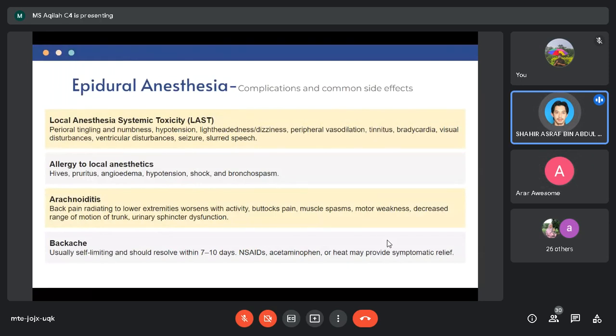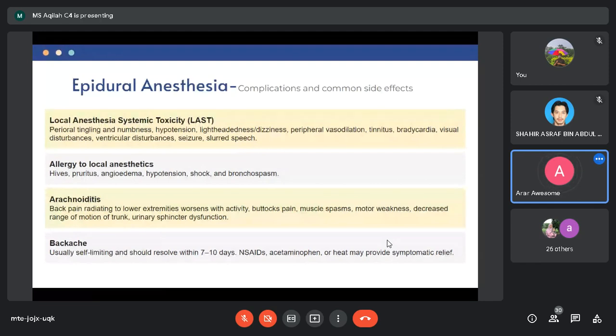And we need to know them, especially the last one, because there is a specific treatment for it. Okay. So these are some potential complications that we can get, but not common. For example, besides the allergy to local anesthetic, we have hypotension and pruritus, which are common complications in epidural anesthesia.